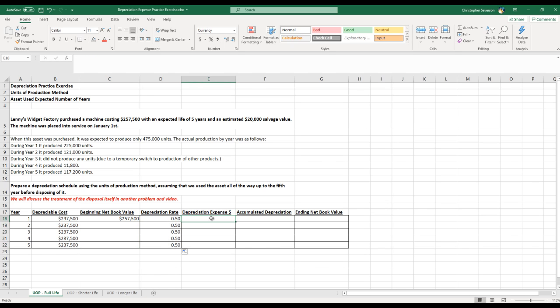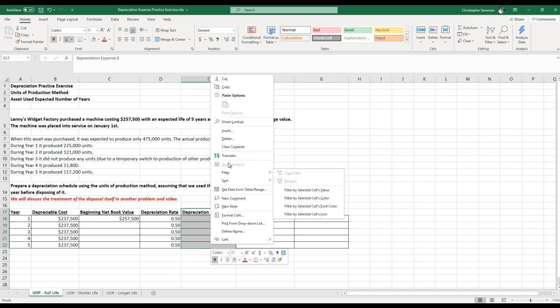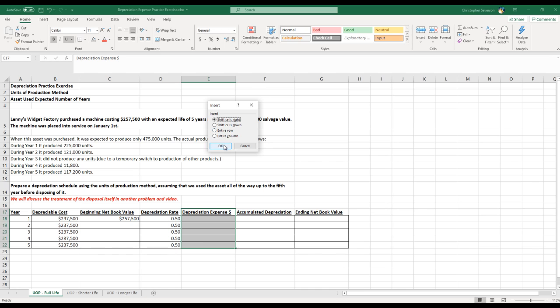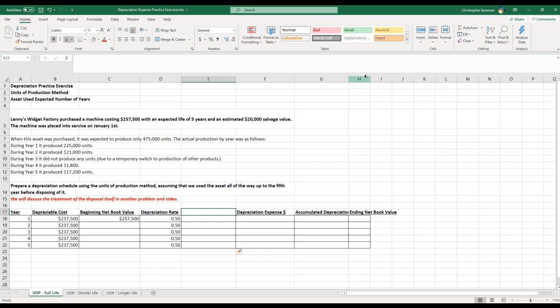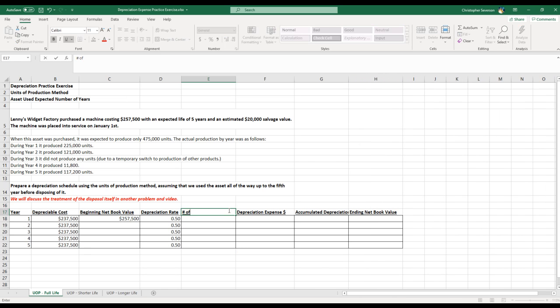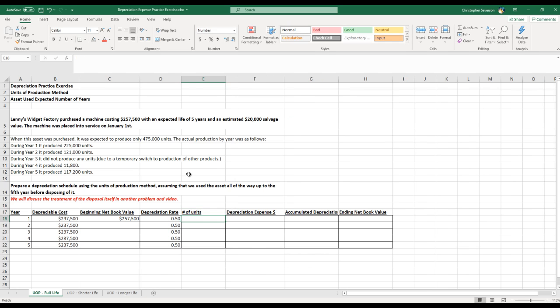Now, the depreciation expense is where we're going to have to add a new piece in here. This will be a slightly different chart or schedule than what we had under the straight line, which is where we picked that from. Because here, we need the number of units produced. We have the depreciation rate. We need the number of units, and we could just populate this with the information given to us up in the data set.